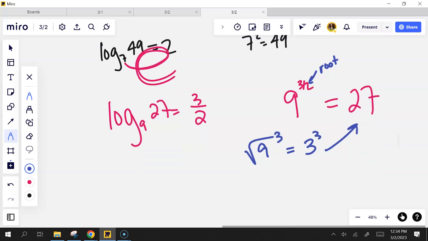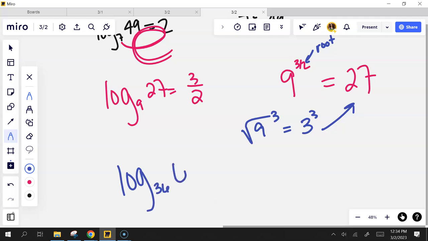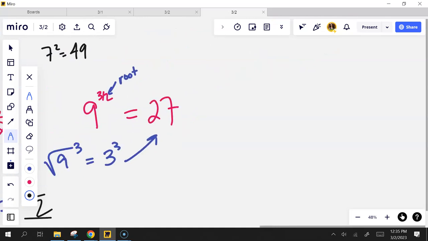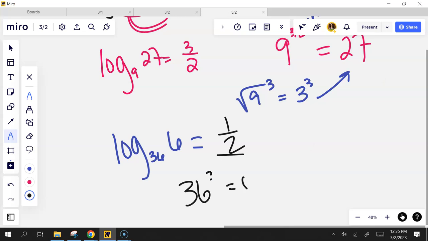But what if I asked you to evaluate this? Tell me what it equals. All right, I heard two. So you're telling me that 36 to the second power is 6? One half. Why is it one half? One half is a square root. Your calculator only does base 10. The exponent that would equal, so 36 to the what power gives you 6?